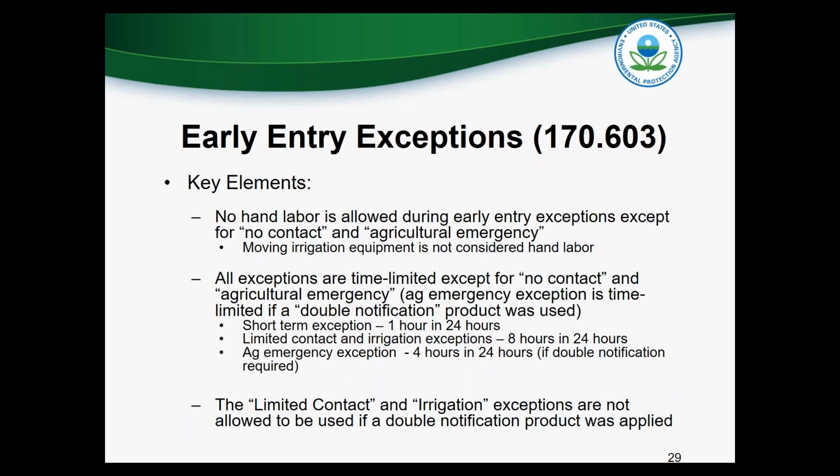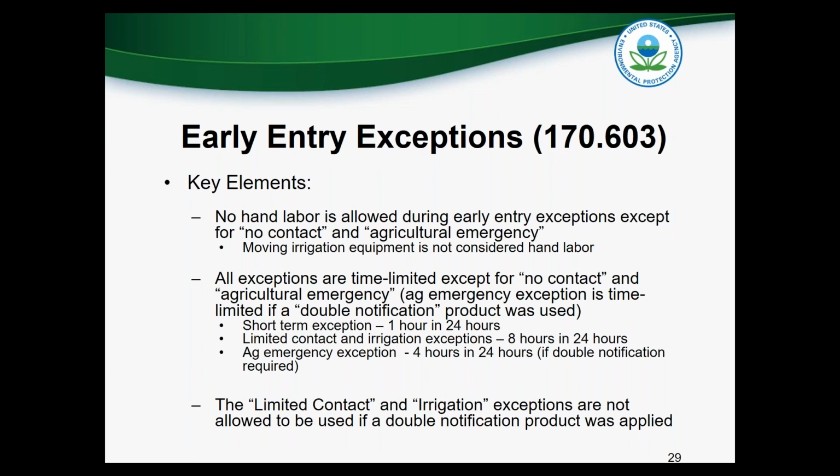All the other things you can do during the REI must be non-hand labor activities. Anything considered working with the crop, such as harvesting, hoeing, and weeding, are the hand labor things that are excluded. The things you can do would be working with equipment in that area, fixing equipment, making repairs to a greenhouse, or repairing irrigation lines, things like that.